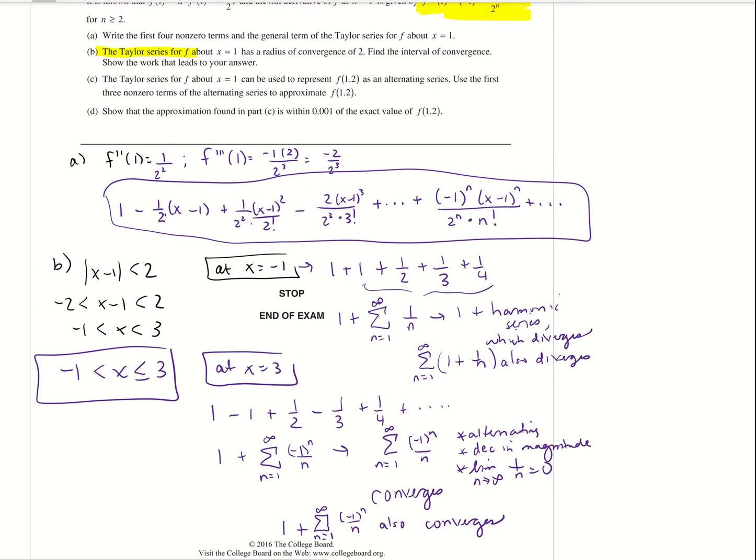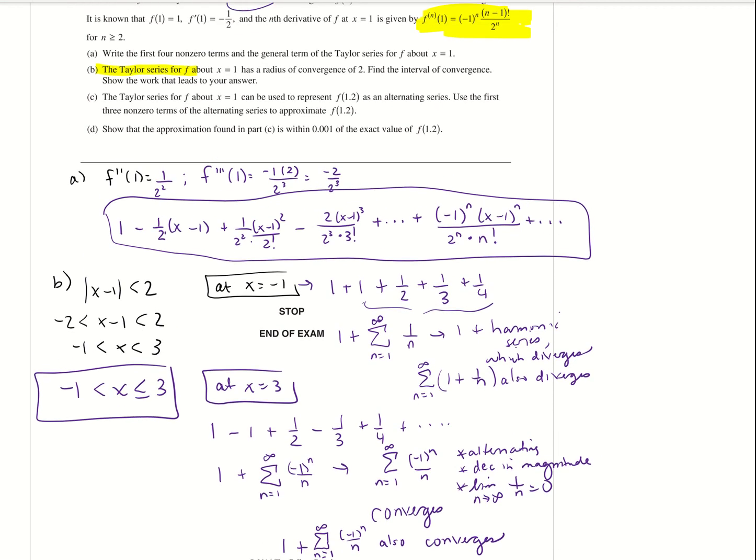Part C. The Taylor series about x equals 1 that we found in part A can be used to represent f of 1.2 as an alternating series. Use the first 3 terms to approximate f of 1.2. This part, I'm just going to go to my series. I'm going to use terms 1, 2, and 3 and substitute in 1.2.